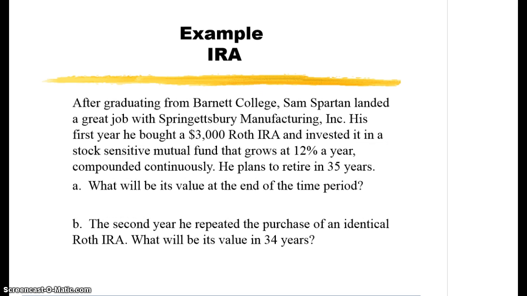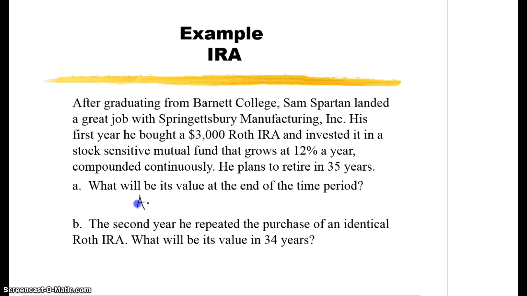Here's another example with an IRA. So after graduating from Barnett College, Sam Spartan landed a great job with Sprinketsbury Manufacturing, Inc. His first year, he bought a $3,000 Roth IRA and invested it in a stock-sensitive mutual fund that grows at 12% a year, compounded continuously. He plans to retire in 35 years. What will be its value at the end of the time period?